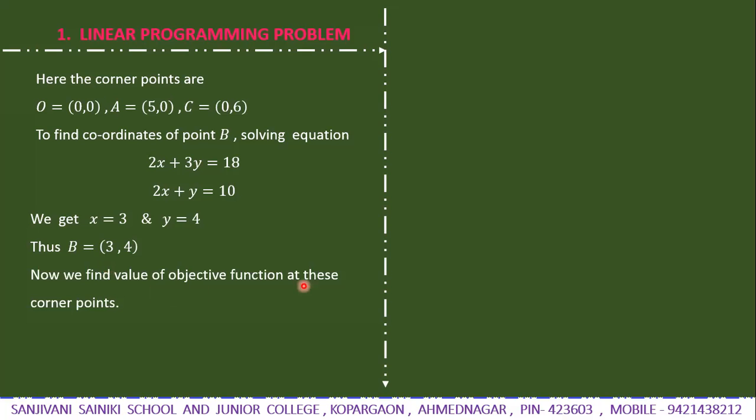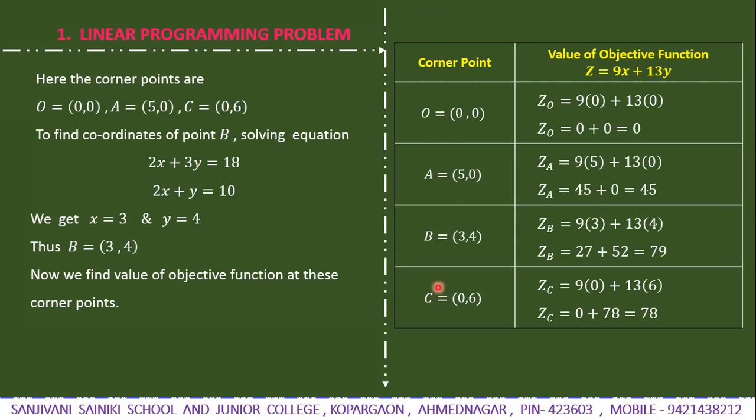Now we will find the value of the objective function at these corner points. So these are the corner points and this is the objective function. What is the objective function? Z is called the objective function, Z is equal to 9x plus 13y. Now at origin, Z is 9 into 0 plus 13 into 0, so 0 plus 0 is 0. Now at A (5, 0), the value of the objective function is 9 into 5 plus 13 into 0. 9 fives are 45 plus 0 is 45. Similarly, find the value at B. Similarly, find the value of the objective function at the point C.